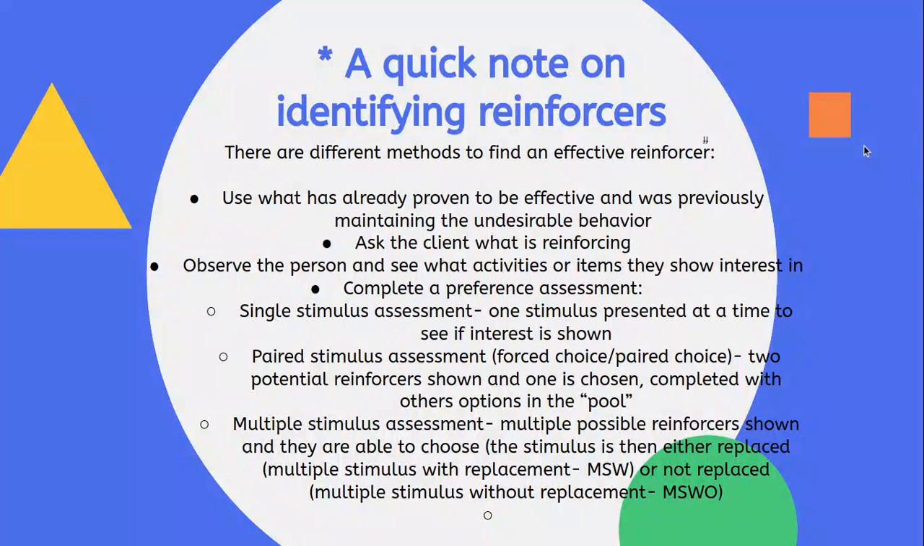So just a quick note on identifying reinforcers. There are some different methods that you can use to find an effective reinforcer. One of these is to use what is already proven to be effective and what was previously maintaining the undesirable behavior. For example, if you determine the function of behavior to be attention, then maybe you can utilize attention for the desirable behavior but withhold it for the undesirable behavior. Of course, this isn't always going to be an option, so there are some other things you can use as well. In some cases, you may be able to just ask the client what is reinforcing to them. You can also observe the person and see what activities or items they show interest in. Or you can complete a preference assessment.